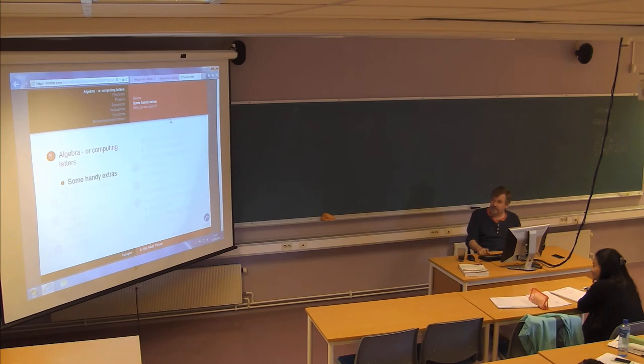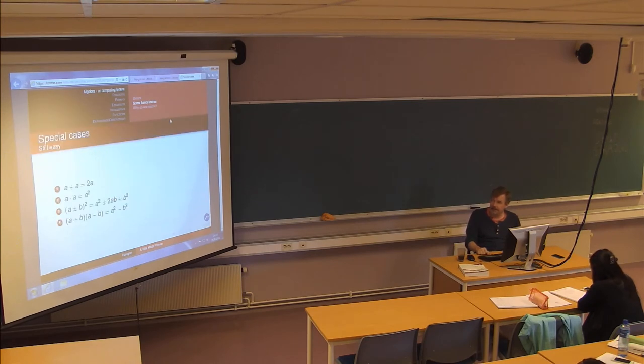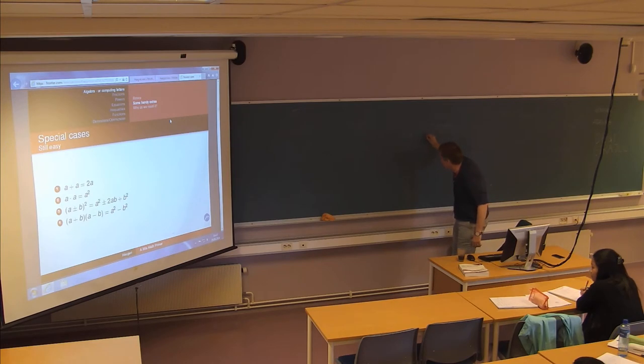Some handy extras here. A plus A is 2A, isn't it? So if you take A plus A plus A, we get 3A. A times A, we have a shorthand notation for that. We put the 2 on top of A, so that's A squared. And as you probably know, if we take A times A times A n times, we can write that as A to the power of n, can't we?